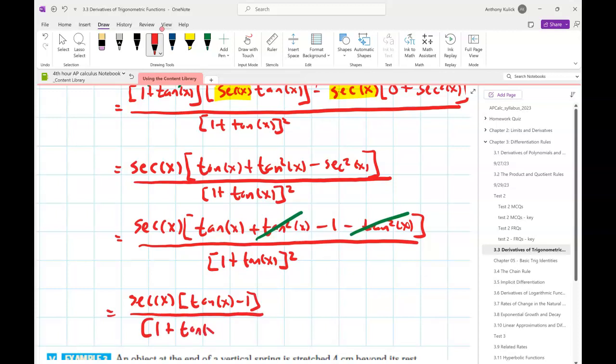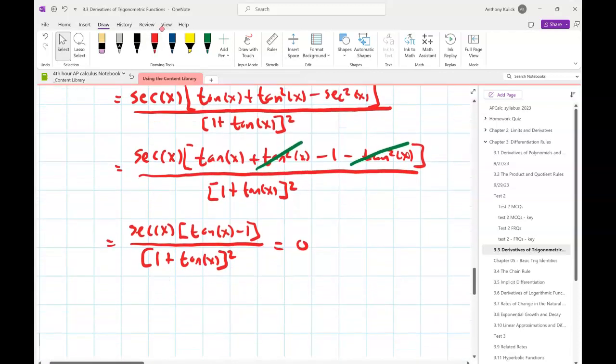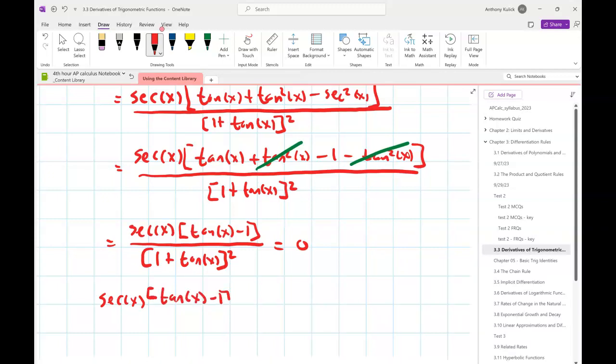And now I feel good about setting that equal to 0 and starting to solve. So far, so good. How do I solve this equal to 0? I got a fraction that's equal to 0. When is a fraction equal to 0? When the numerator is 0, right? Except what other time? When the denominator is also 0, right?